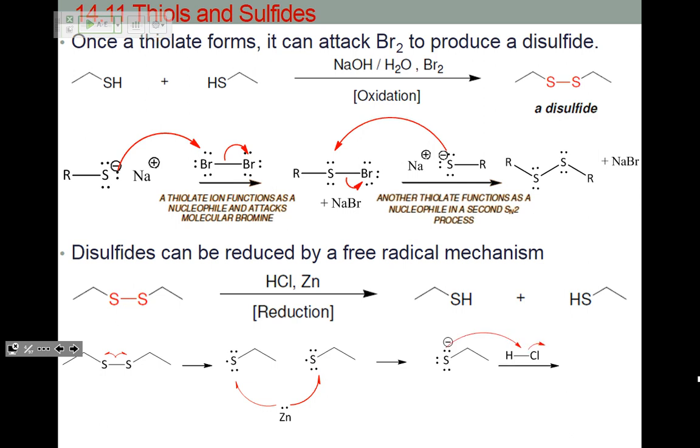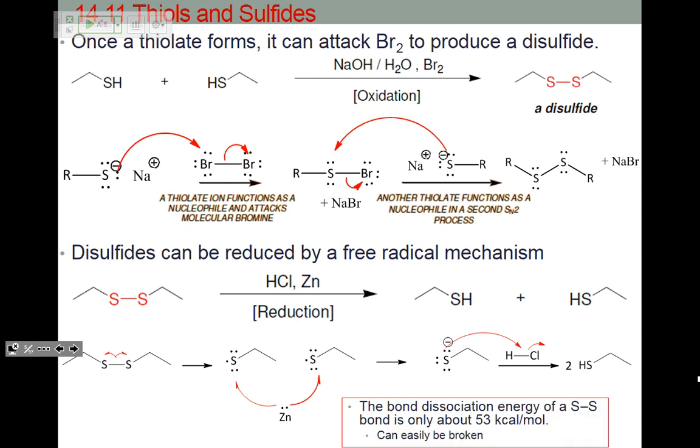And then a little bit of acid will protonate it. Of course, this is a very reversible reaction. The sulfur-sulfur bond has a very low bond association energy, about 53, so we can easily form sulfur radicals. So we see these types of reactions, again, very important biochemistry-wise.